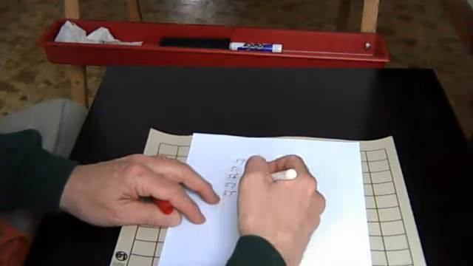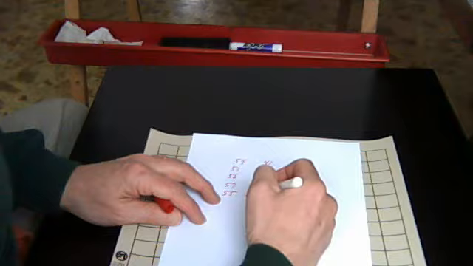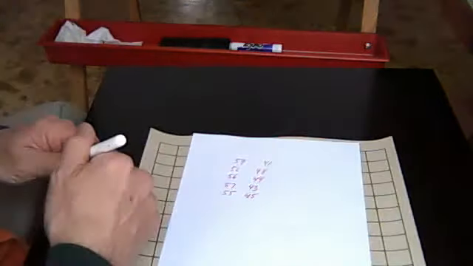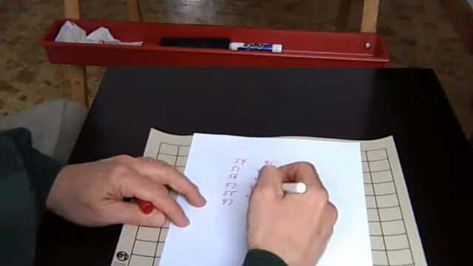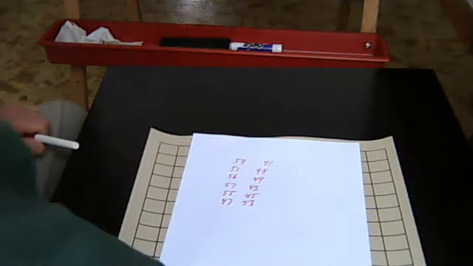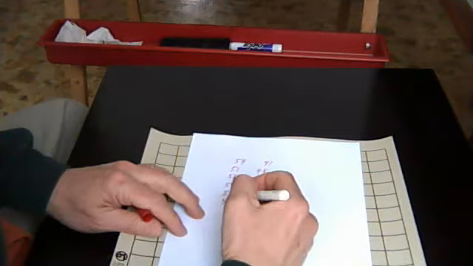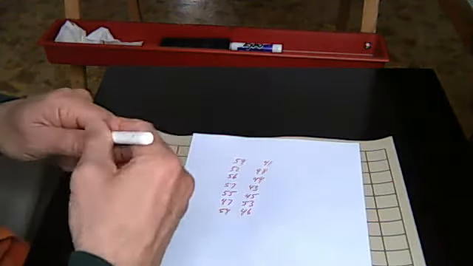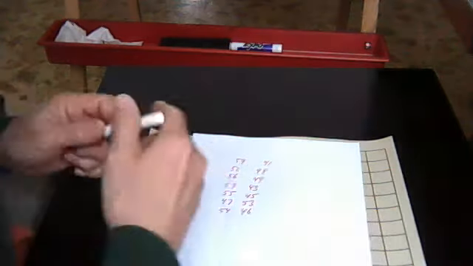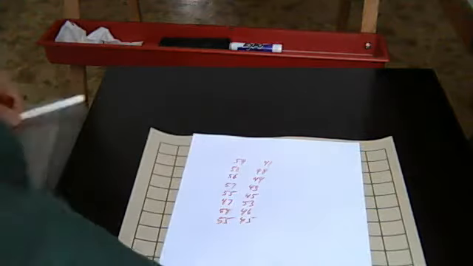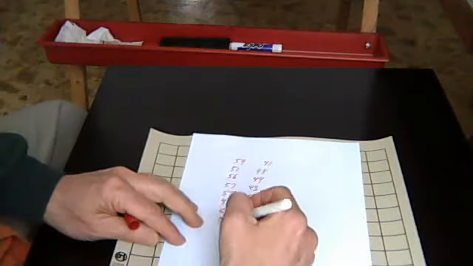55, 45. That's a 10% error. Flip it again. 47, 53. It's a 6% error. 54, 46. 55, 45. I'll do it one more time. 51, 49.